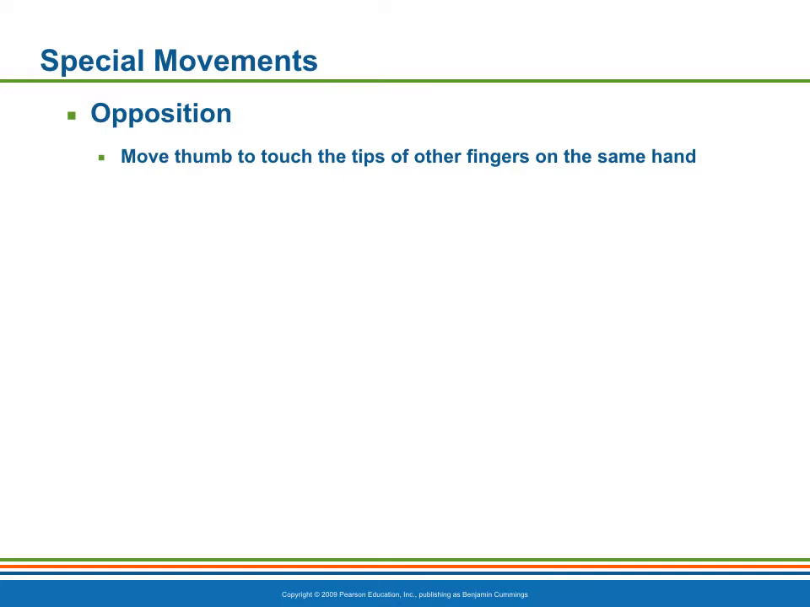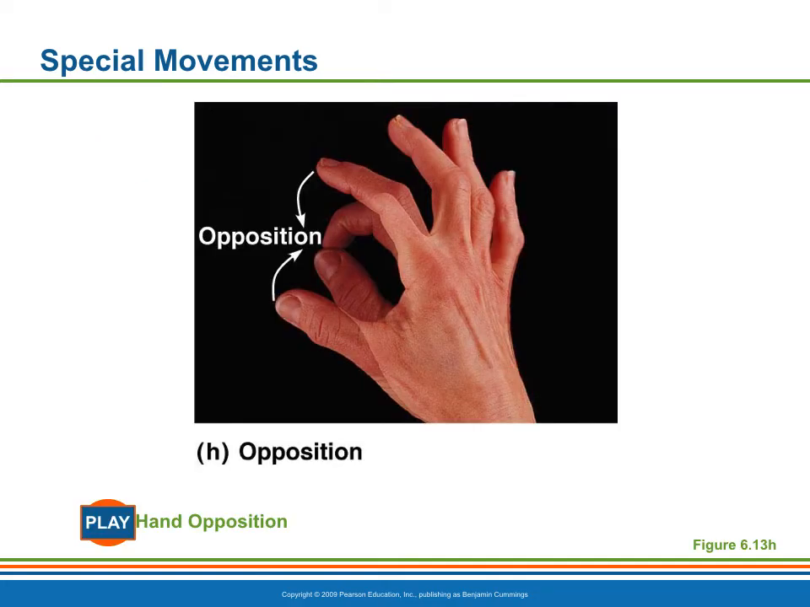The saddle joint between the metacarpal 1 and the carpals allows opposition of the thumb. This is the action by which you move your thumb to touch the tips of the other fingers on the same hand. This unique action makes the human hand a fine tool for grasping and manipulating things. And here you can see a diagram of it.